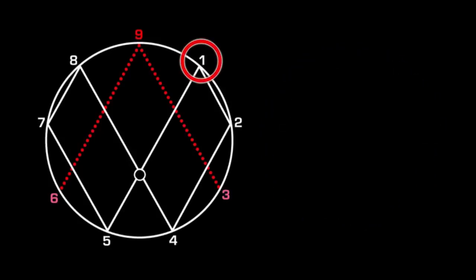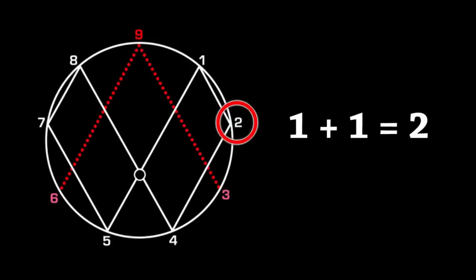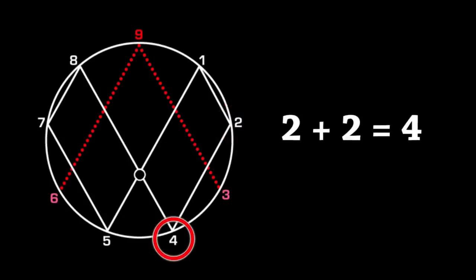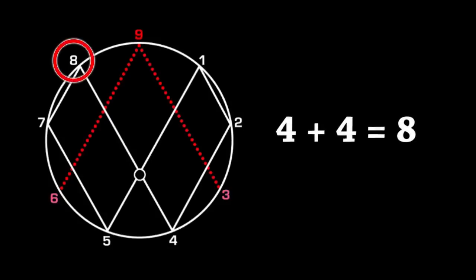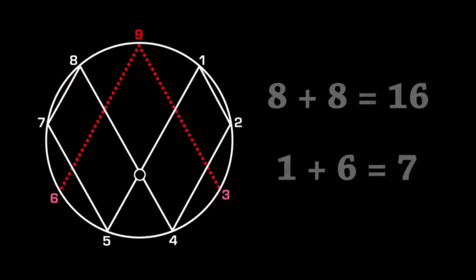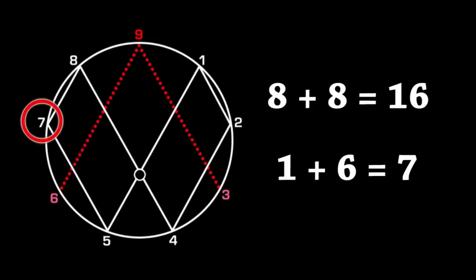Let us start with the number 1. When we double the number 1, we get the number 2, which is connected here with a line. When we double the number 2, we get the number 4. When we double the number 4, we get the number 8. Doubling the number 8 gives us 16. And since 16 is a double digit, we reduce it by adding 1 and 6, giving us the number 7, which, as you can see, is connected to the number 8 by a line.